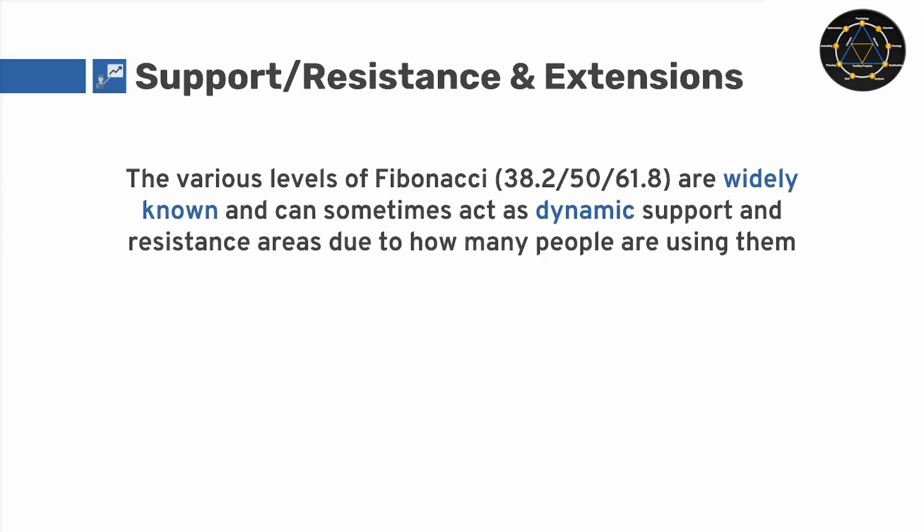There are more too, like 78.6 that we'll look at, but these three are the main ones. So they're widely known, and because so many people use them, they can be self-fulfilling prophecies too. If everyone's looking for the golden ratio, that's 61.8%, you'll often find a lot of market orders there. So often you will get reactions at these levels.